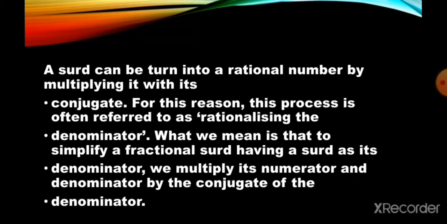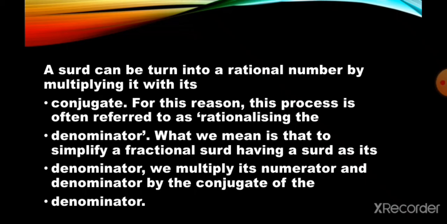So let's continue. We said a surd can be turned into a rational number by multiplying it with its conjugate. For this reason, this process is often referred to as rationalizing the denominator. What we mean is that to simplify a fractional surd having a surd as its denominator, we multiply its numerator and denominator by the conjugate of the denominator. So if we are going to rationalize, take the conjugate of the denominator of the surd that is given.